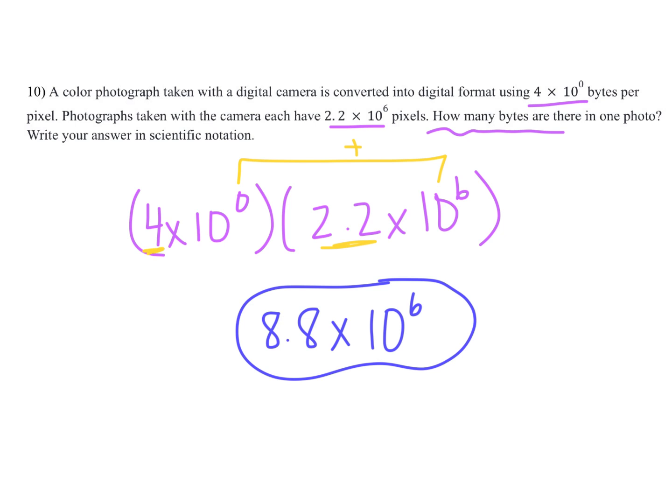Okay, so word problems, you just have to be a careful reader and try to decide, am I adding, subtracting, multiplying, or dividing in these problems?